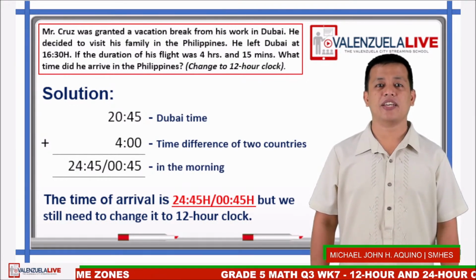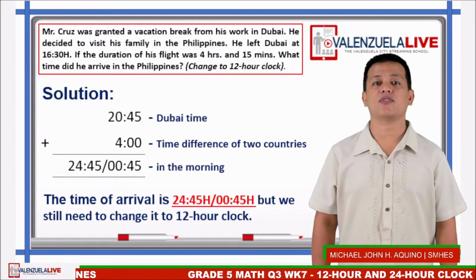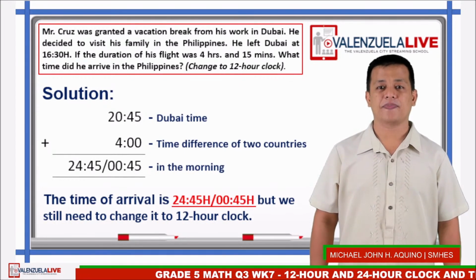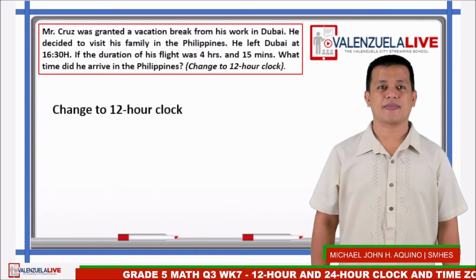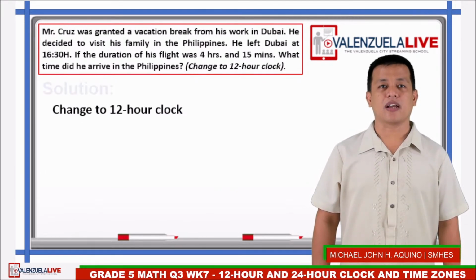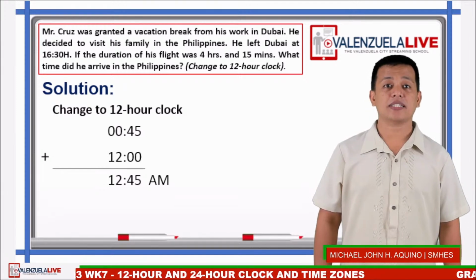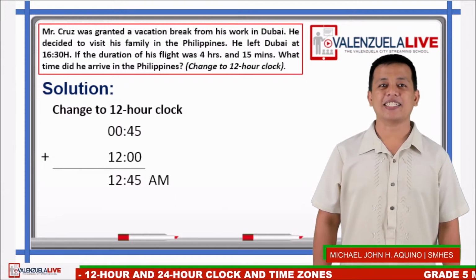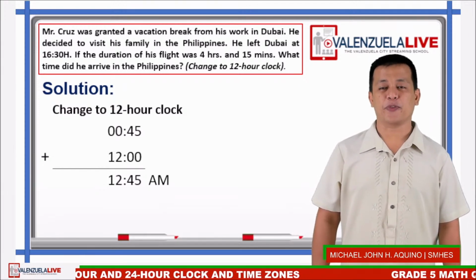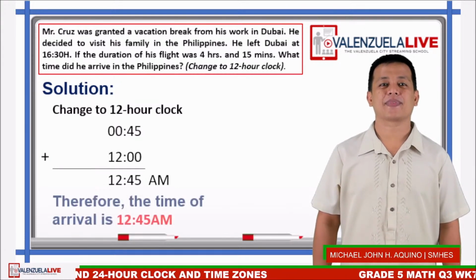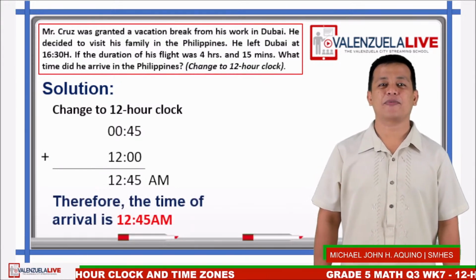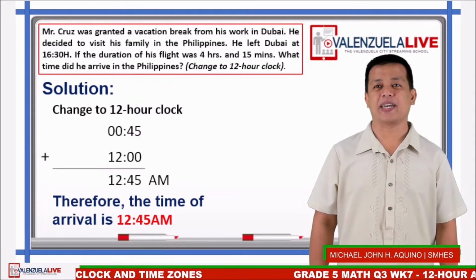But we still need to change it into 12-hour clock. Change to 12-hour clock: 0:45 plus 12, so that is equal to 12:45 a.m. Therefore, the time of arrival is 12:45 a.m.